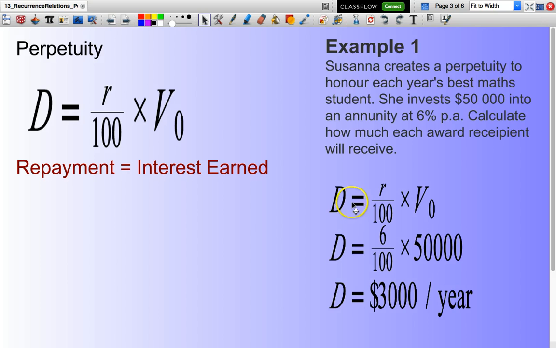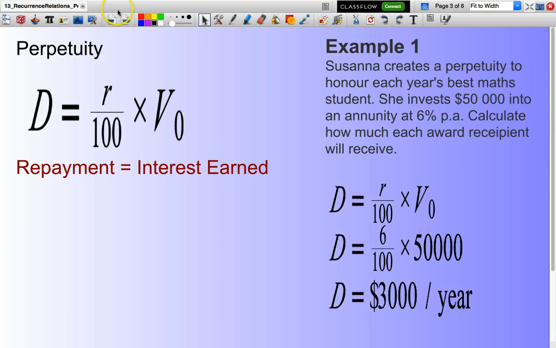So D will equal R divided by 100, so the interest rate is 6%, and I just need to multiply that by 50,000. So effectively, 6% of 50,000 is 3,000. So basically an award will go out in Susanna's name, in which a student will receive $3,000. Each year it'll be a different student. That's basically the nuts and bolts of the perpetuity.